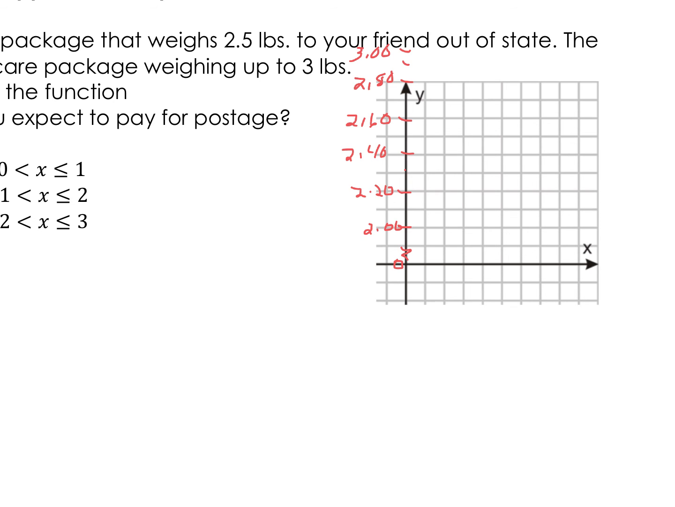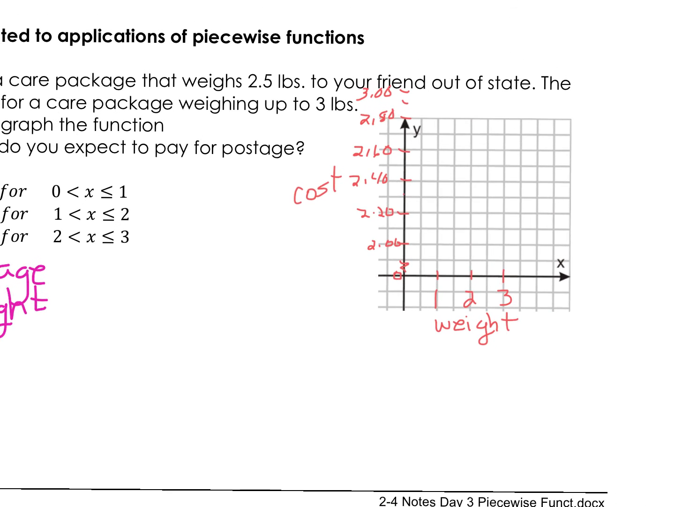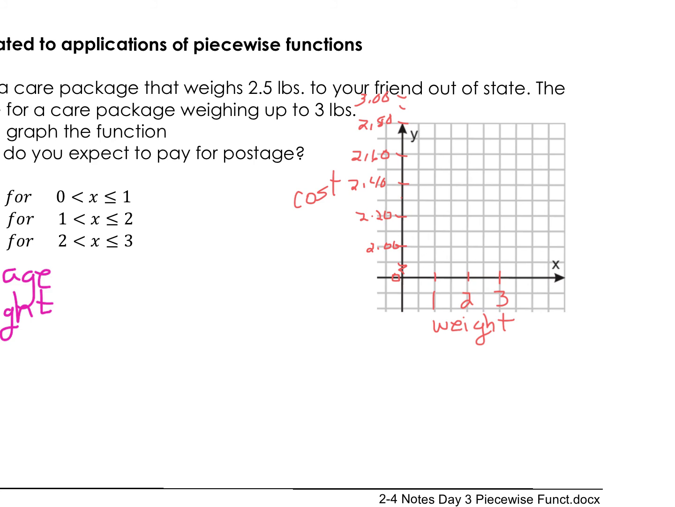And then, so this is the cost over here. And then over here is going to be the weight of your package. So I'm going to go right here, and that's going to be 1. That doesn't look like a 1. That's going to be 1. And then right here is going to be 2. And right here is going to be 3. So that'll give us a little bit of room. And then that is weight. Okay. So then, make this a smidge smaller so I can get it all in there. And then move it over.